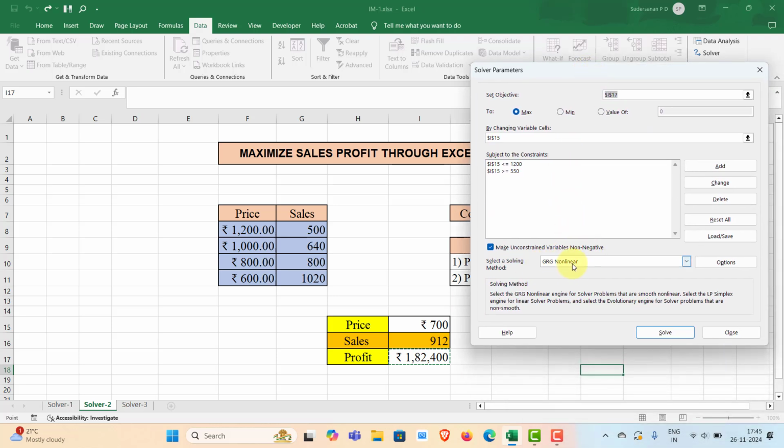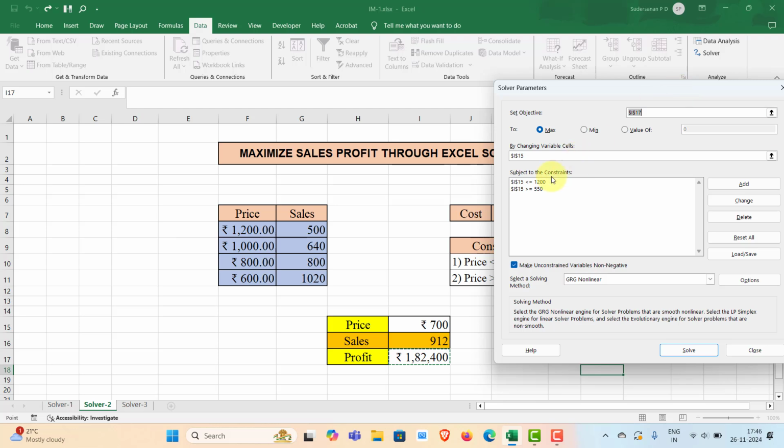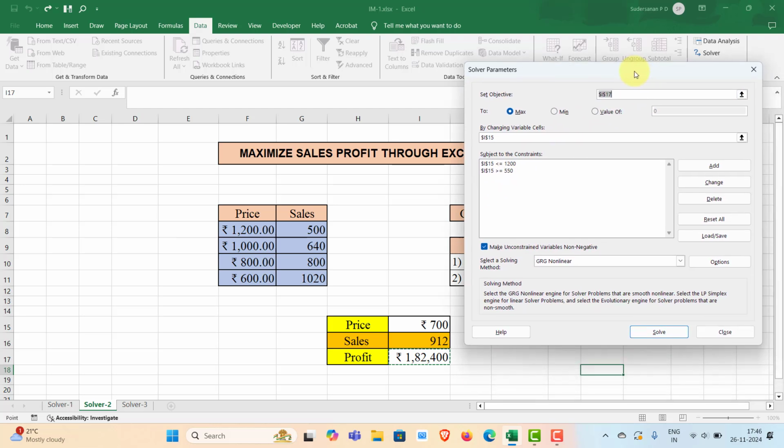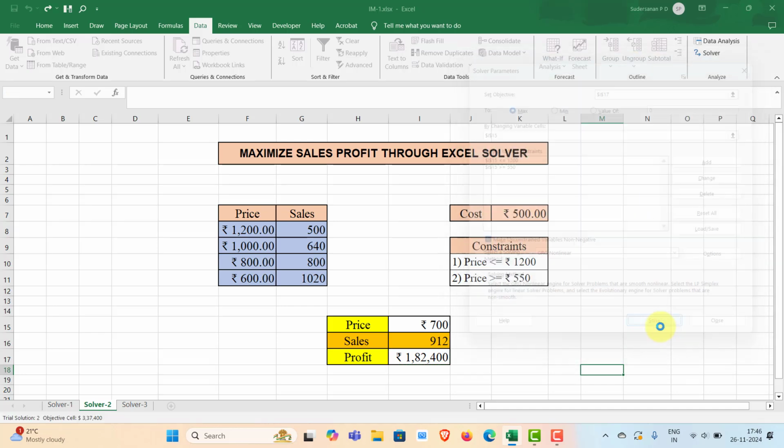Then you can select GRG Nonlinear, which is already there by default. Now you can go for solve. So I set the objective function, I set a variable. By adjusting this variable, that is the price, I should maximize this. It's set for maximizing subject to the two constraints, that is price less than or equal to 1200 and greater than or equal to 550. Now you can go for solve.